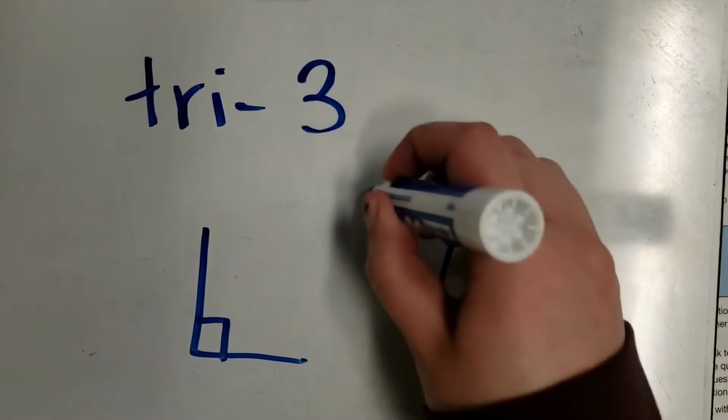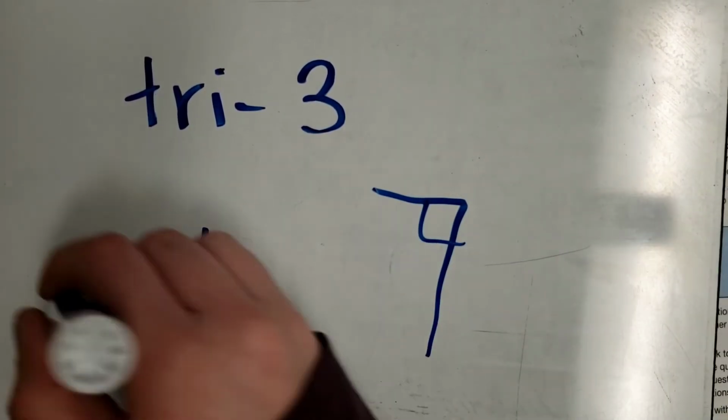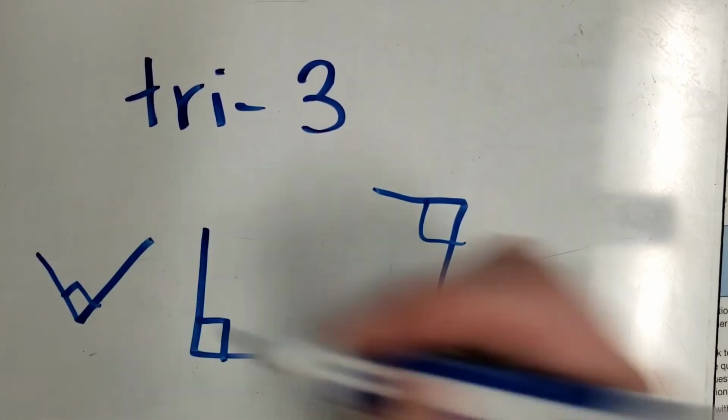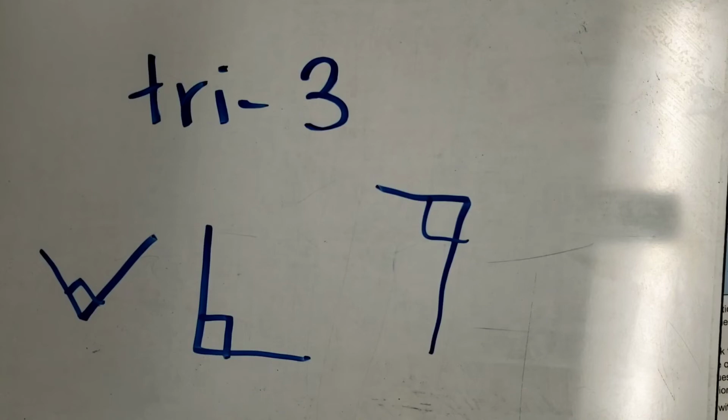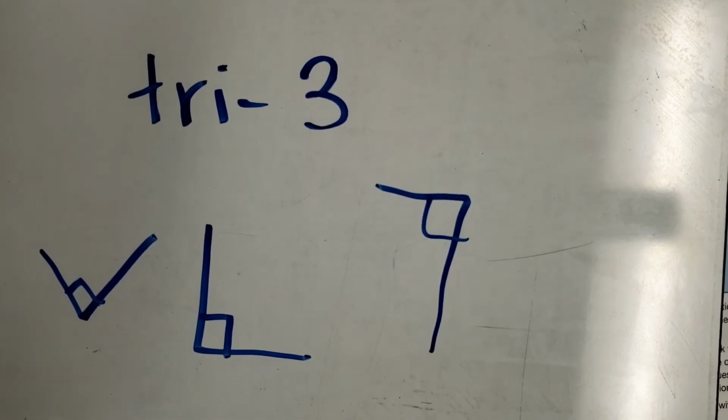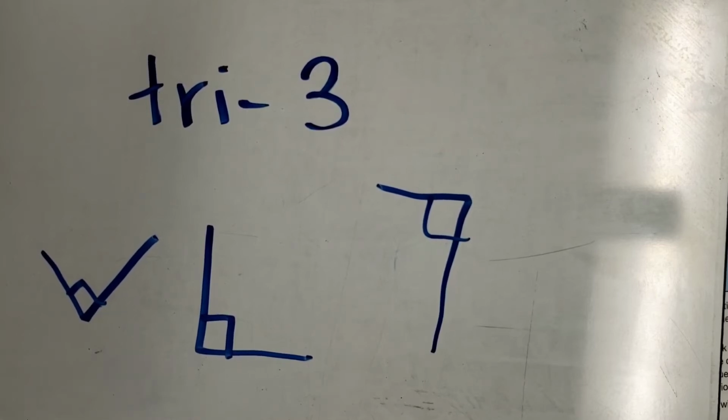It could be upside down with your right angle. It could be this way, as long as it has a right angle. Your triangle just has to have 3 sides. So make sure you're drawing a picture. Make sure you know how many sides it has. And please be doing that on your work.